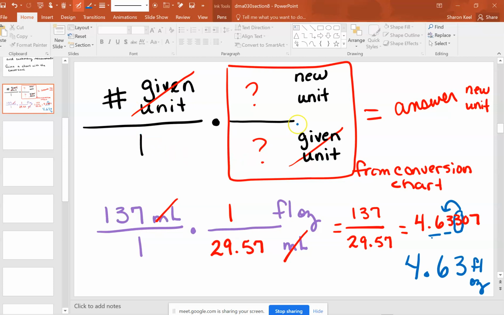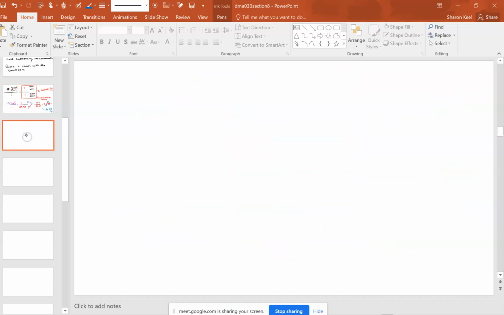I recommend write this little piece at the top on like a note card or on the top corner of your notebook, and use this as a reference as you're setting up each of your problems.